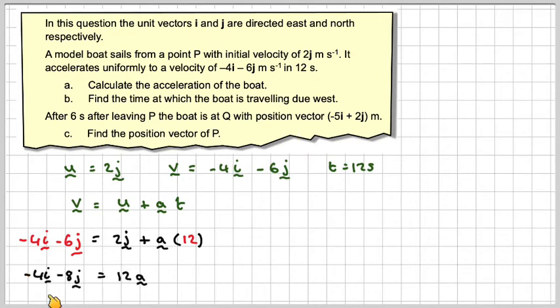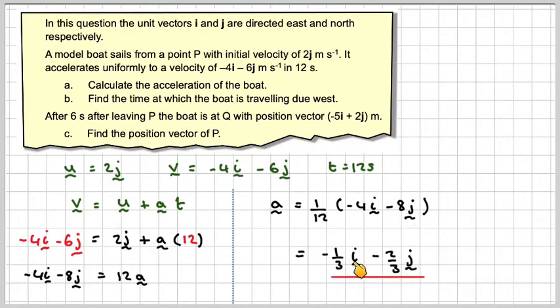So, collecting together the j components, we get -4i minus 8j is equal to 12a. So vector a will be 1/12 of -4i minus 8j. Taking the 12 in, we get -1/3 i minus 2/3 j.